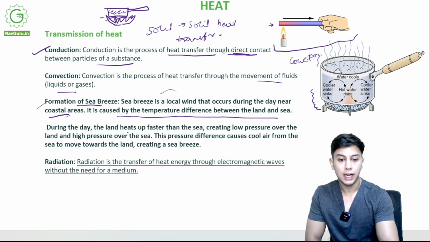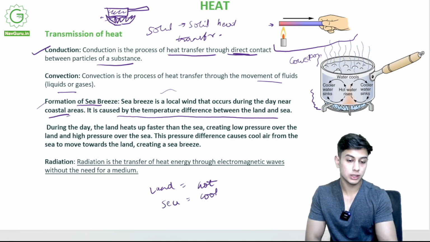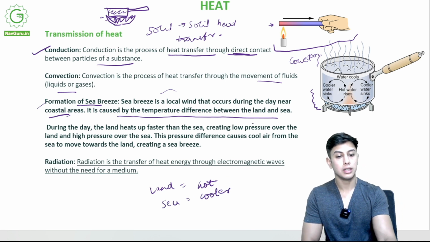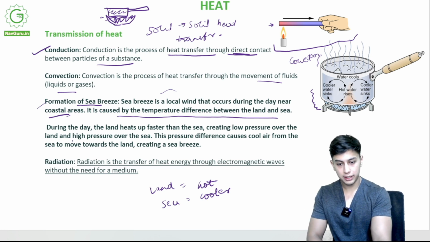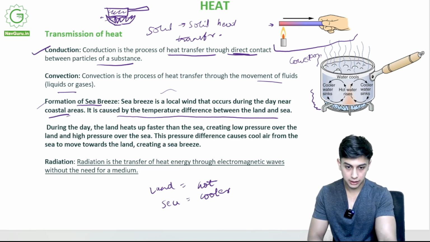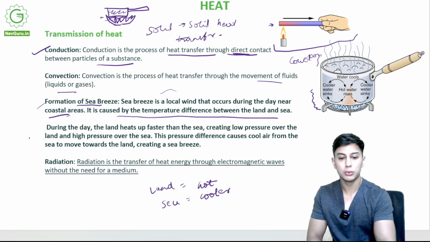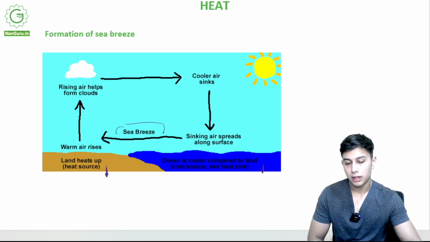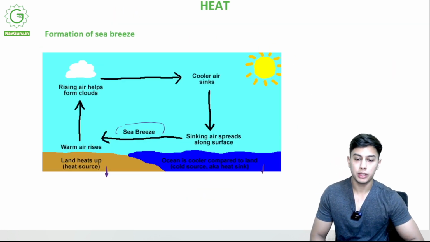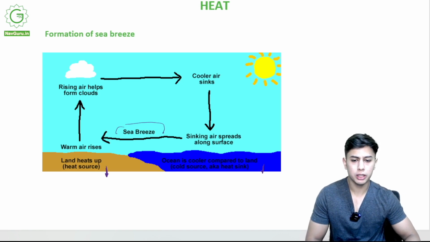During the day, land heats up faster than the sea. Okay, so land is hot, sea is cooler, not saying cold, it is cooler, okay, creating a low pressure over the land and high pressure over the sea, okay. This pressure difference causes cool air on the sea to move towards the land, okay. So if you've been to Goa or anywhere, if you are at the beach, there is cold air coming towards you, okay, a lot of cold air.